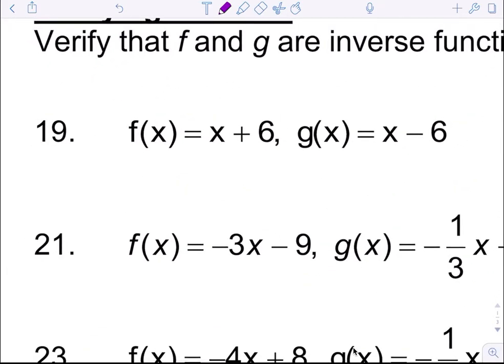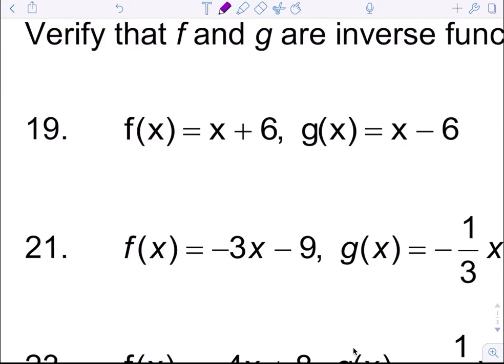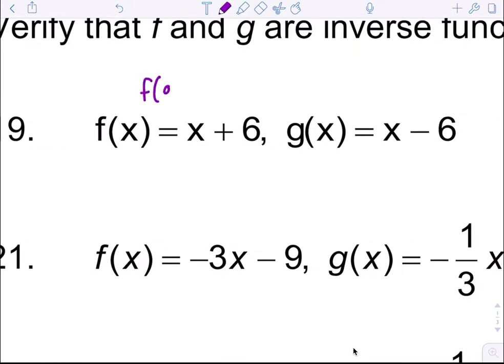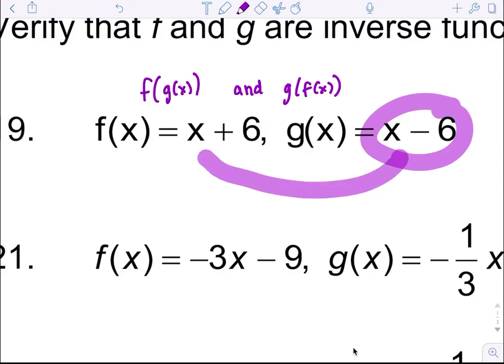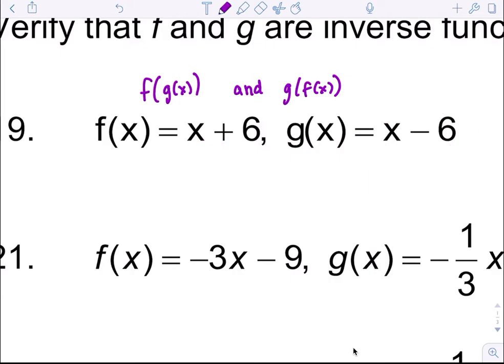Okay, 19. This is where we are going to verify inverses. So remember, you guys, we have to do f of g of x, and we have to do g of f of x. If both of these turn out to equal x, then we have inverses. So first we're going to do f of g of x. So remember, you guys substitute in all in for that x and then solve. So we're going to get x minus 6 plus 6, which is simply just x.